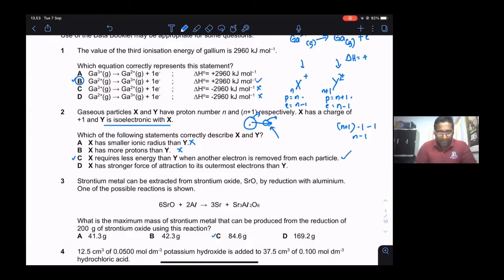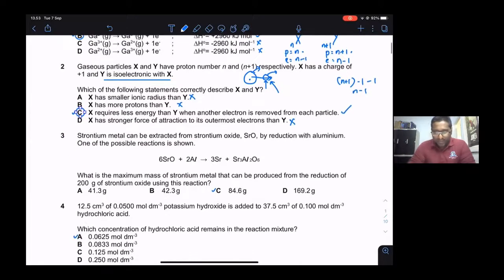But we check D. X has a stronger force of attraction to its outermost electrons than Y? Not really. Y will have a stronger attraction force towards the outermost electrons. You can see from the diagram over there. So therefore, the answer is going to be C. Now next, number 3.